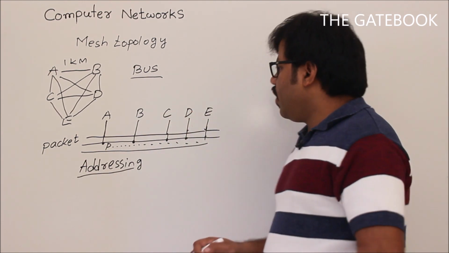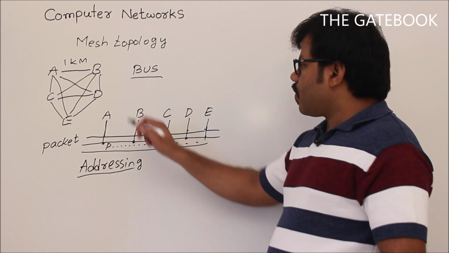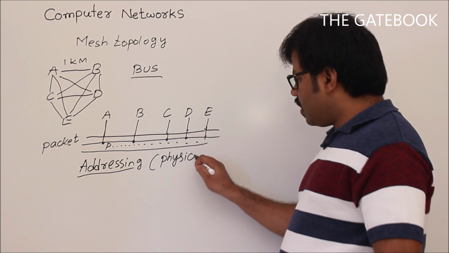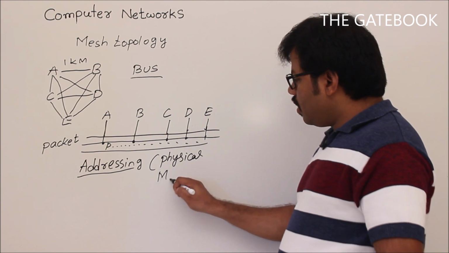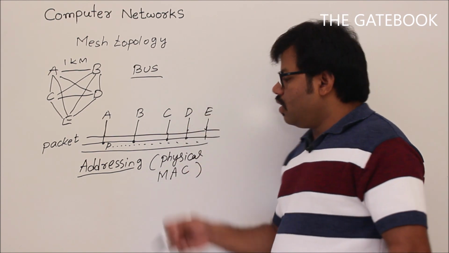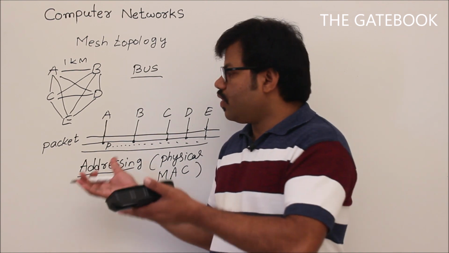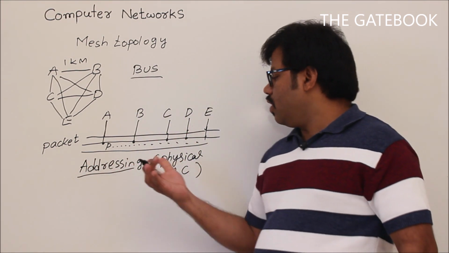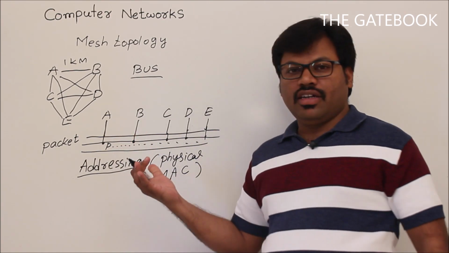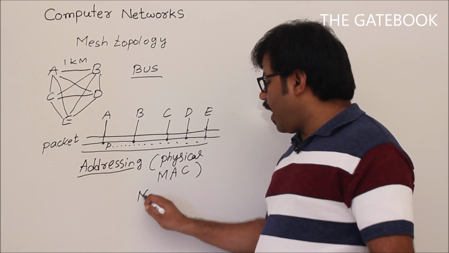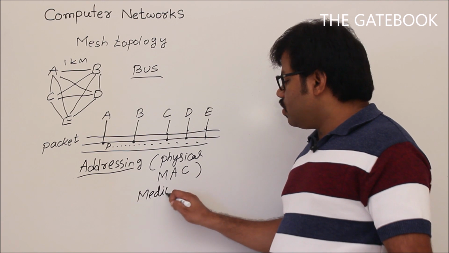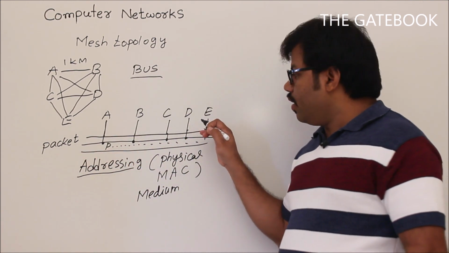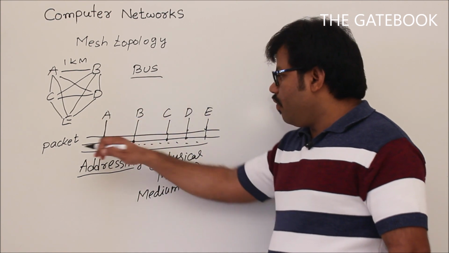So generally when you have devices, what we can use is physical addresses. I will explain what is a physical address, also known as MAC address. In the evolution, when computer networks evolved and this kind of situation happened, people used physical addressing or MAC. MAC is also known as medium access control. Okay, so sir, what is medium access control? Here you have a medium, right? So you have a common medium to access.